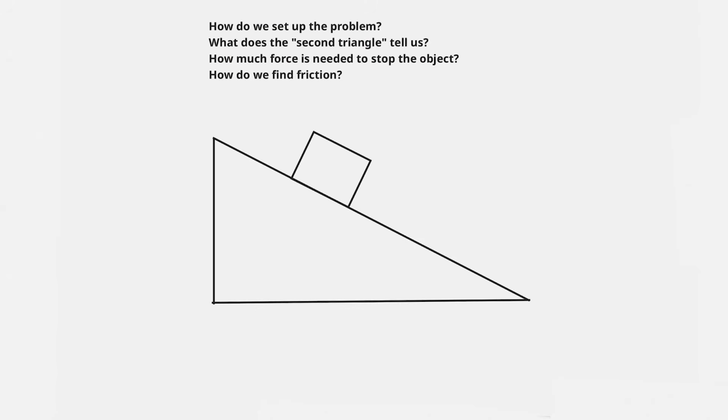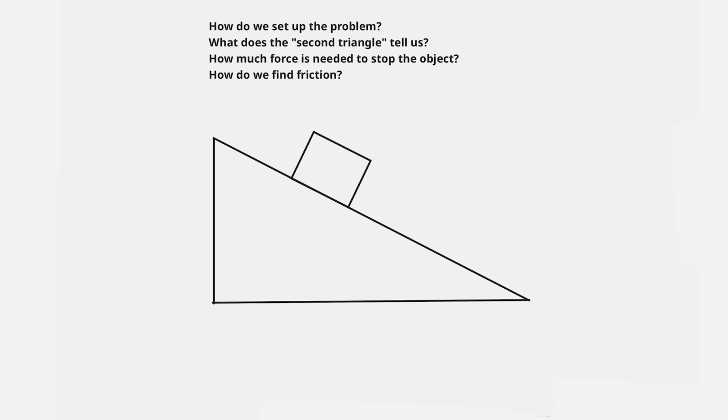In this video, we're going over inclined plane problems, and specifically we're looking at how we should set these problems up. When we set these up, we will have a second triangle, and we'll talk about what that triangle can be used to tell us. Then we'll look at how much force is needed to stop this object from moving down the inclined plane. Then we will look at how much friction is opposing the motion of this block moving down the ramp.